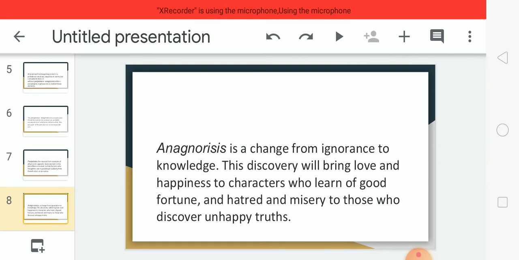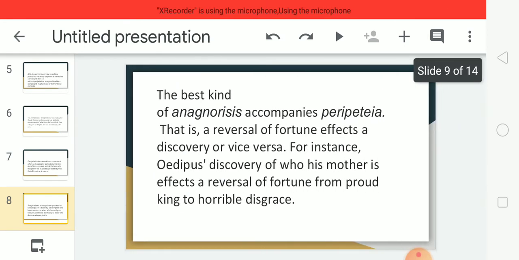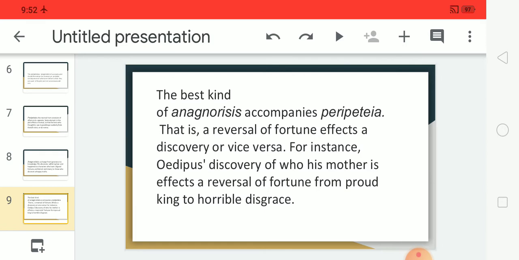This discovery will bring love and happiness to characters who learn of good fortune, and hatred and misery to those who discover unhappy truths. So those who discover happy things will become happy, and those who discover sad things will have a sad anagnorisis or sad reversal of fortune. The best kind of anagnorisis accompanies peripety. The combination of both is the best.